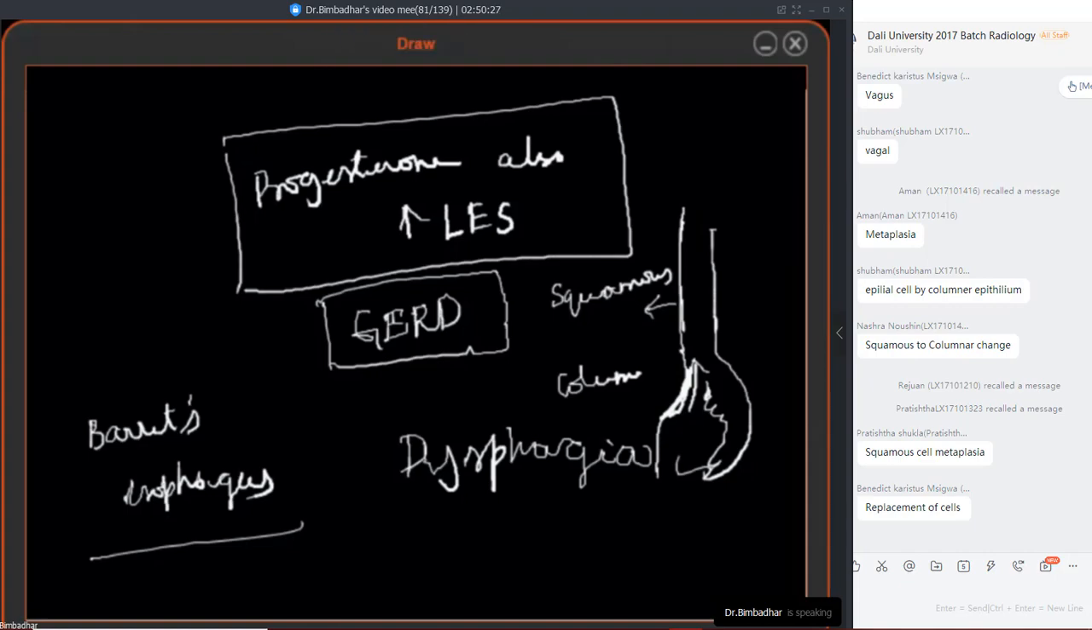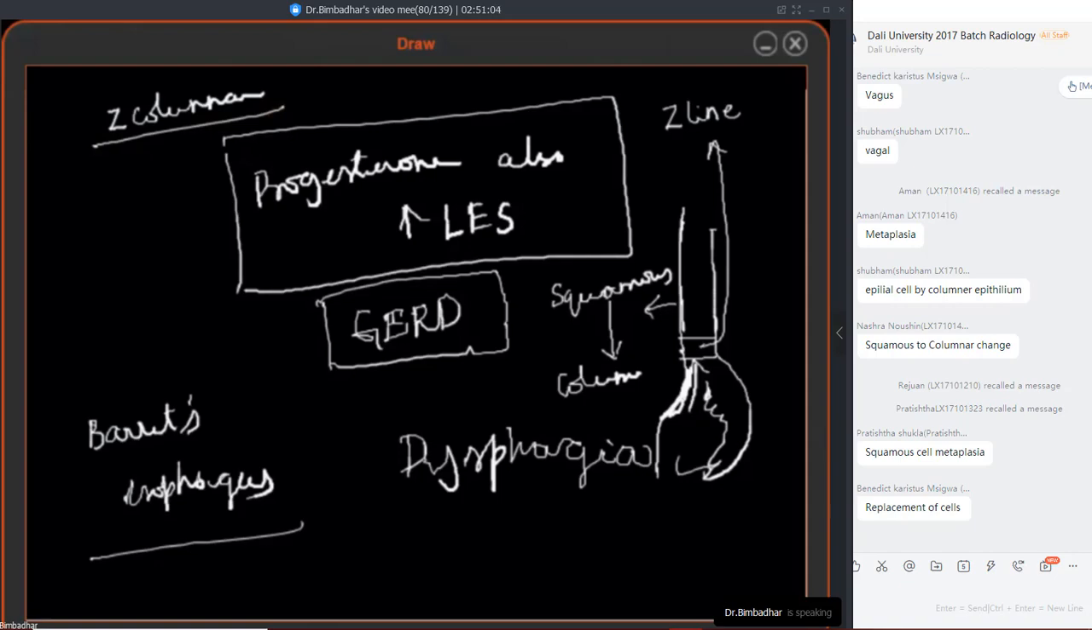Now, after constant exposure of the gastric acid into the esophagus, this squamous epithelium eventually becomes columnar epithelium. But there is a line here which is called the Z line, also called the Z columnar line, where there will be the squamous epithelium above and the columnar epithelium below.